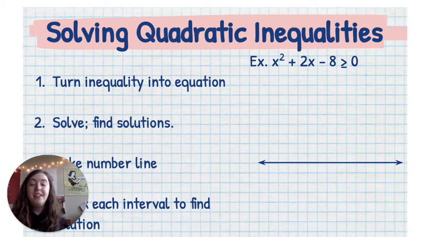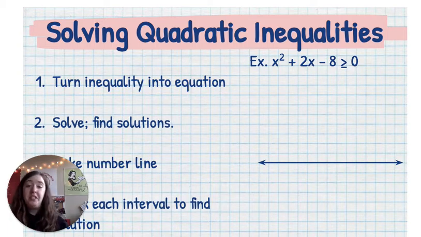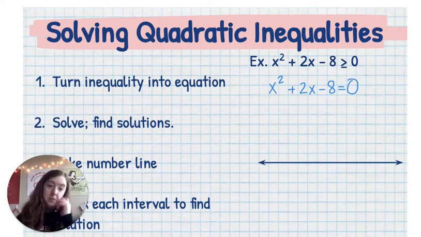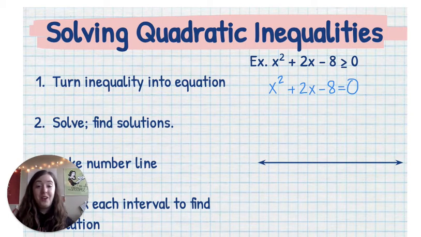Hey guys, today we're going to solve some quadratic inequalities. So to do that, the first thing we're going to do is essentially turn that inequality into an equation. So instead of having x squared plus 2x minus 8 is greater than or equal to 0, I'm just going to put that as equals 0. Then we're going to solve.